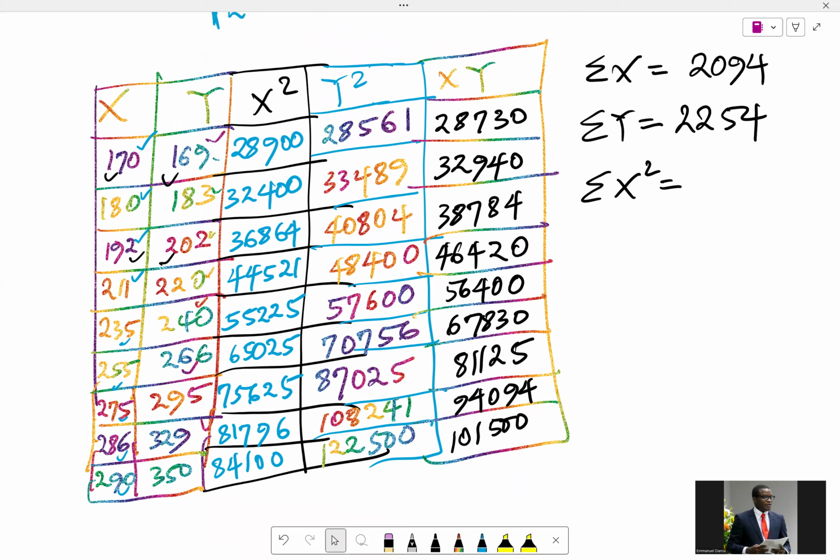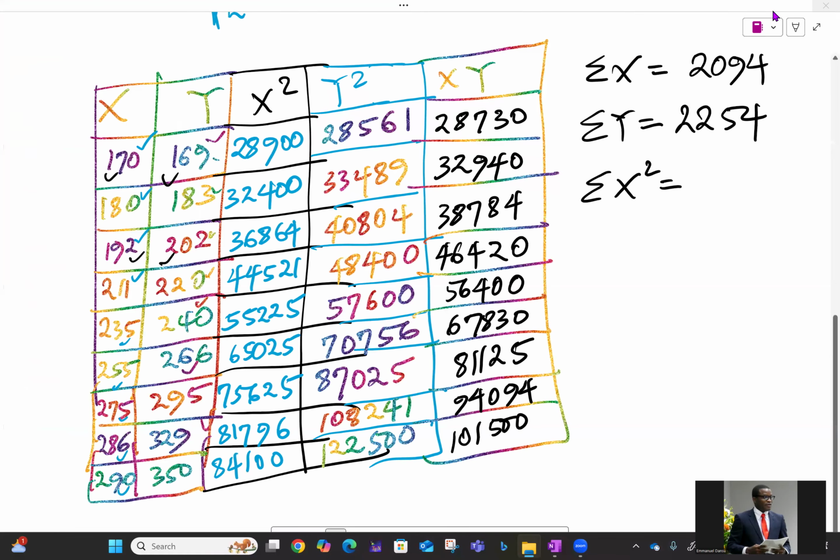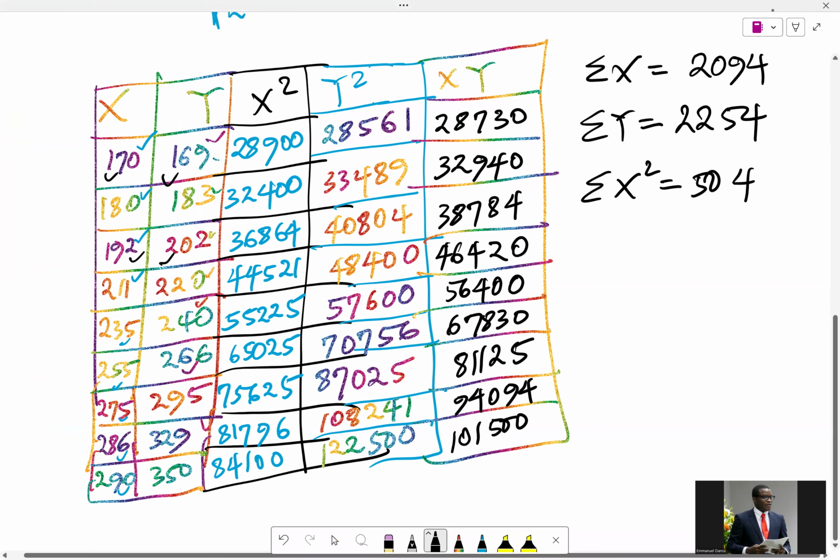Checking is really important because one simple mistake can cause all the trouble. So 28900, 32400, 36864, 44521, 55225, 65025, 75625, 81796, 84100. So that's 550456. Okay.